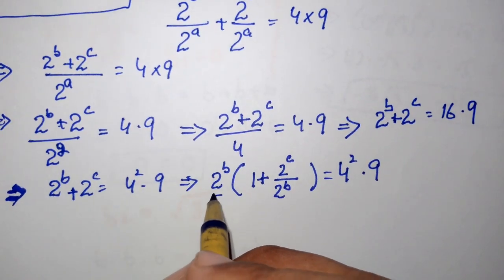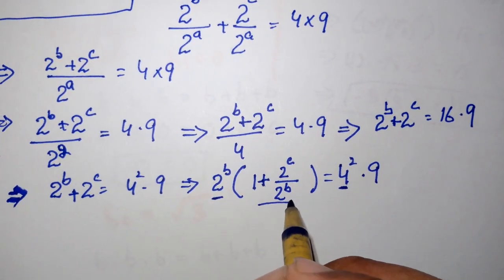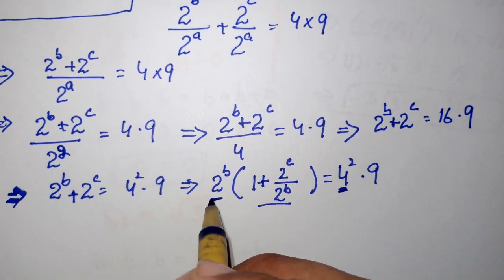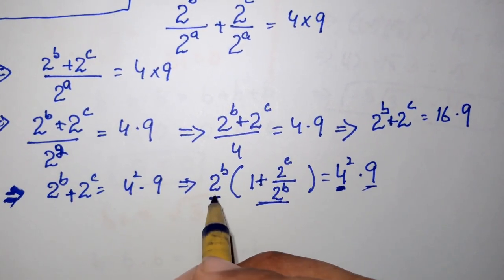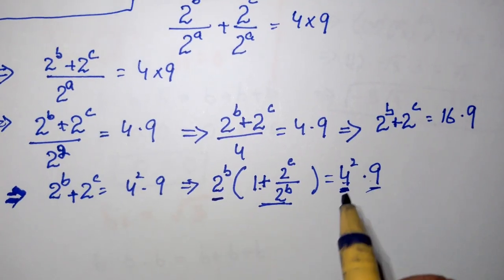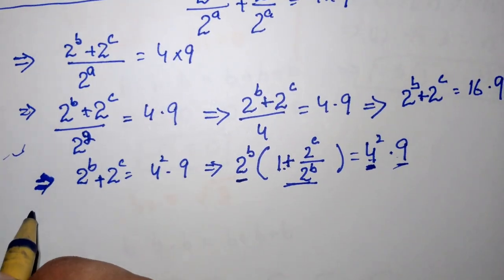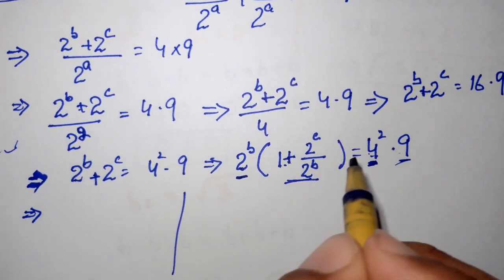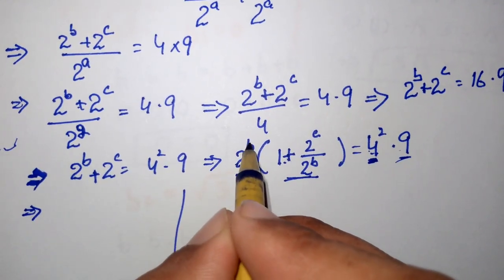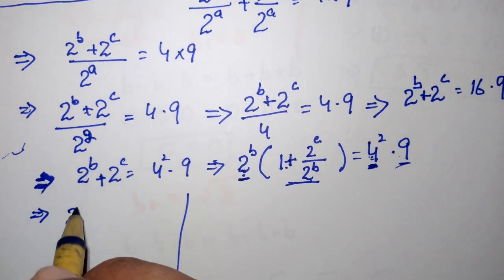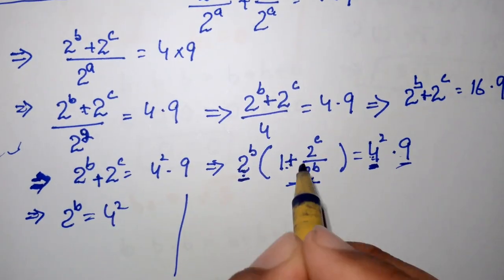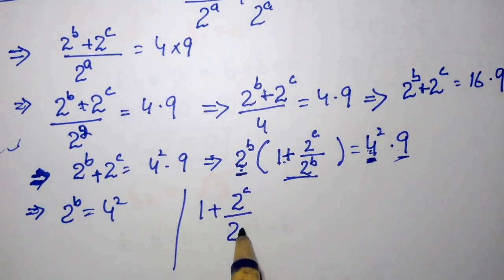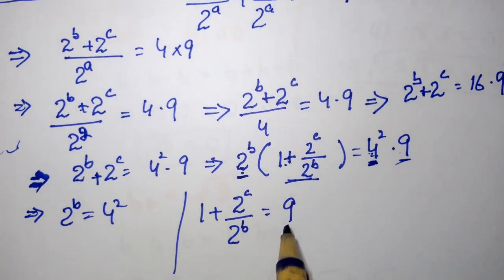Now we know that this side is odd and this side is odd. This is even and this is also even. This is odd and this is also odd. Now we have to compare the even with even and odd with odd. So this will become two cases: 2 to the power of b is equal to 4 square, and here 1 plus 2 to the power of c, our 2 to the power of b is equal to 9.